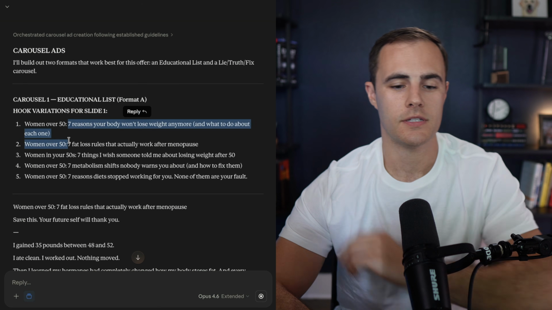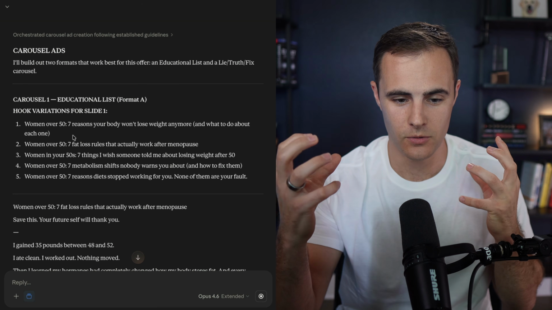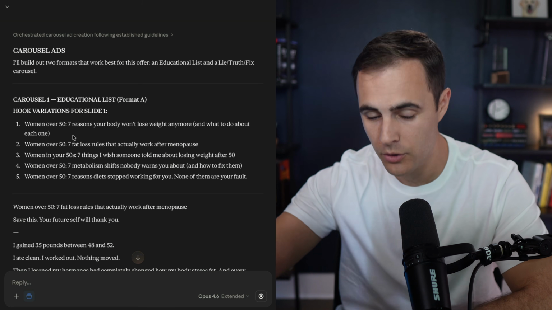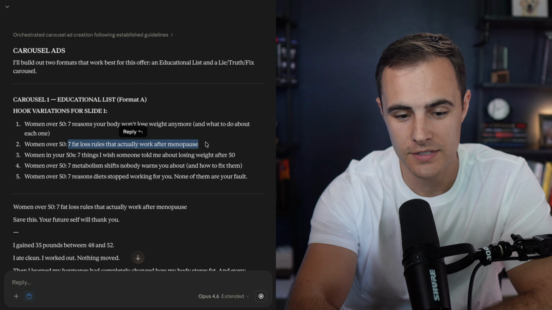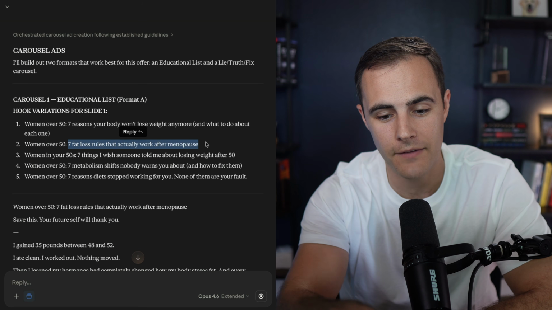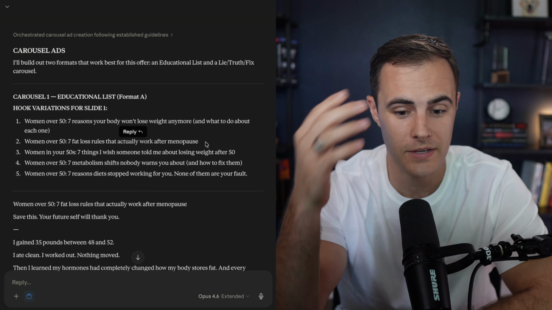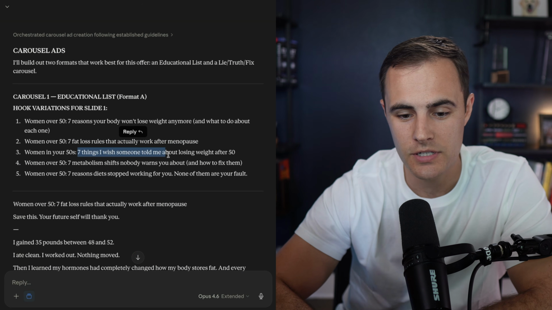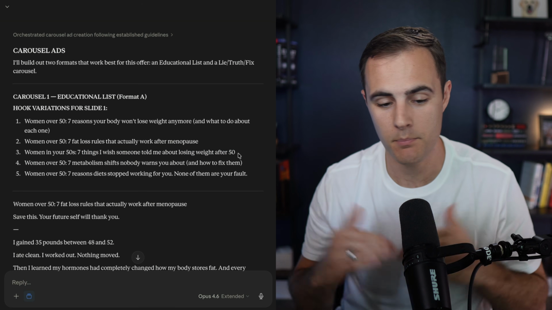So typically for the hook slide for a carousel ad, you want it to be a big, bold headline that just stops the scroll. It is the hook. You know what I mean? So it could be women over 50 and then boom, right? Or some of these you might even be able to take out without it. Like, 7 fat loss rules that actually work after menopause. That could be good without the women over 50 because it's after menopause. You know what I mean? Same thing here. 7 things I wish someone told me about losing weight after 50, right? That could be the headline slide by itself.